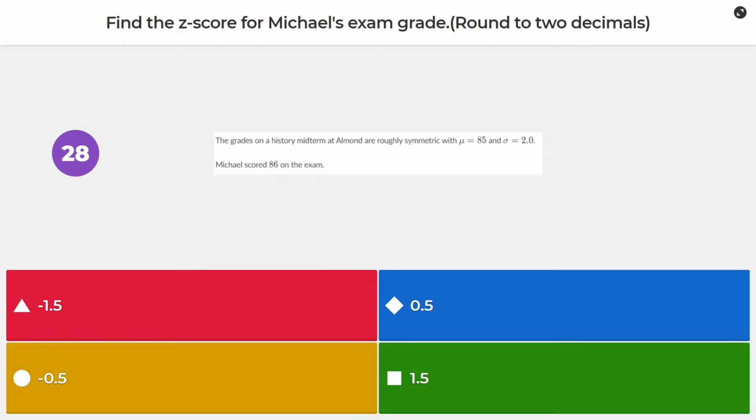Alright, so find the z-score for Michael's exam grade. Round to 2 decimal places. And here we're given a little setup. The grades on a history midterm at Almond are roughly symmetrical with a mean of 85 and a standard deviation of 2.0. Michael scored an 86 on his exam.